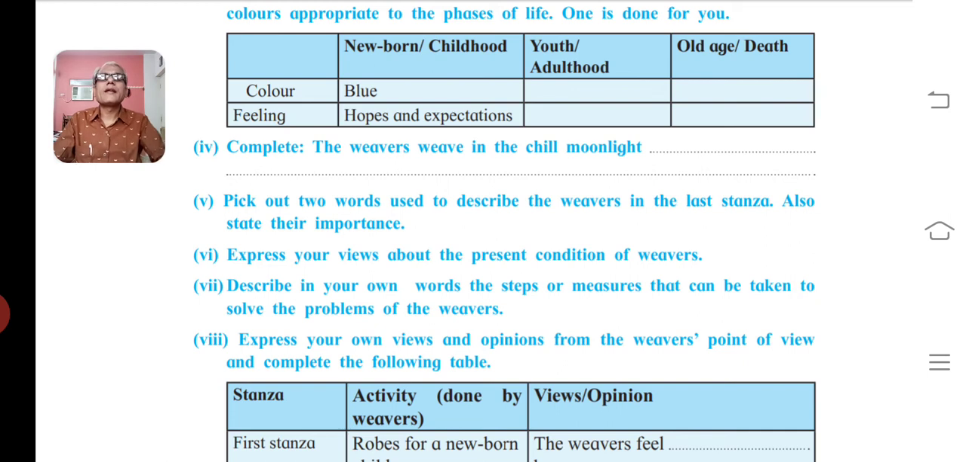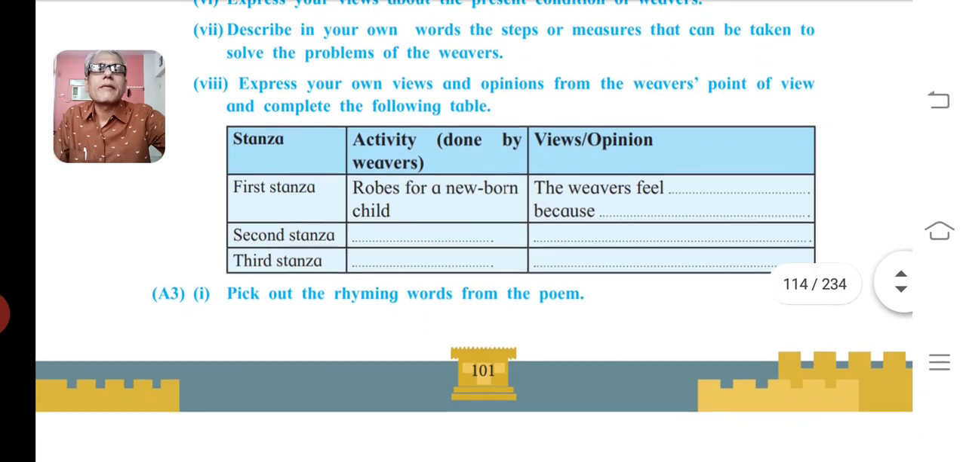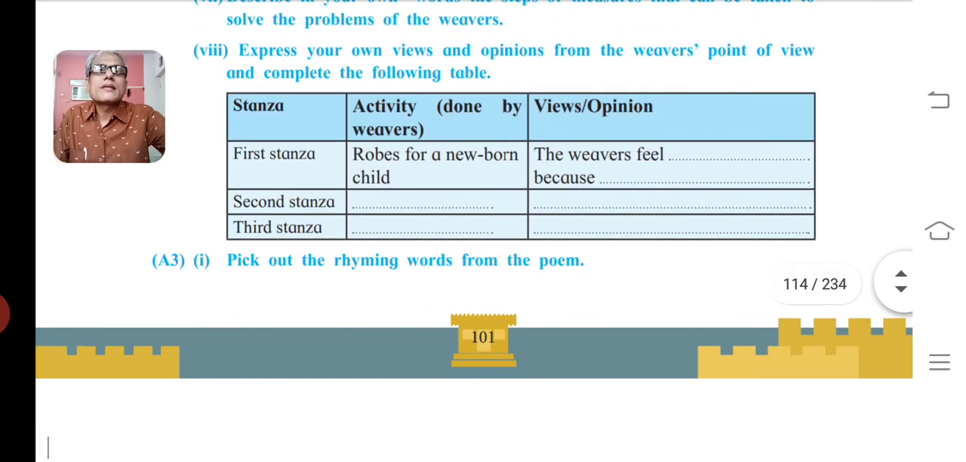Now the next activity number 6 and activity number 7 are personal response type activities. So you do them on your own at your home. Now we'll go for the next activity, that is activity number 7. Express your own views and opinions from the viewer's point of view and complete the following table. Now here you will have to express your own views regarding the viewers, or from the point of view of the viewers, and complete this table.